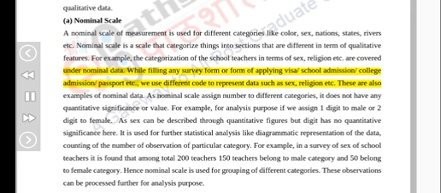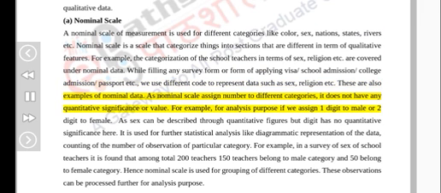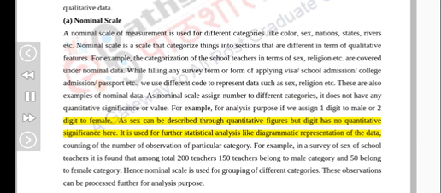While filling any survey form or form for applying for a visa, school admission, college admission, passport, etc., we use different codes to represent data such as sex, religion, etc. These are also examples of nominal data. As a nominal scale assigns numbers to different categories, it does not have any quantitative significance or value. For example, for analysis purposes, we may assign digit 1 to male and digit 2 to female. Sex can be described through quantitative figures, but the digit has no quantitative significance here.